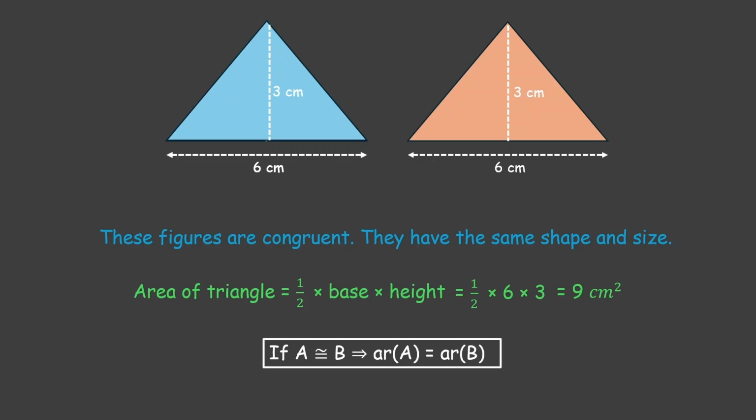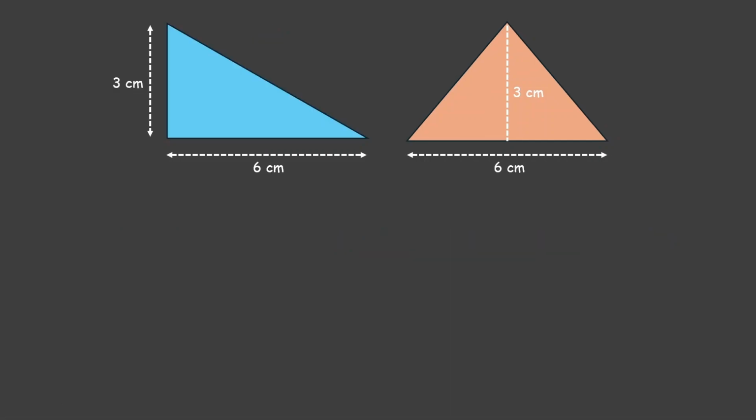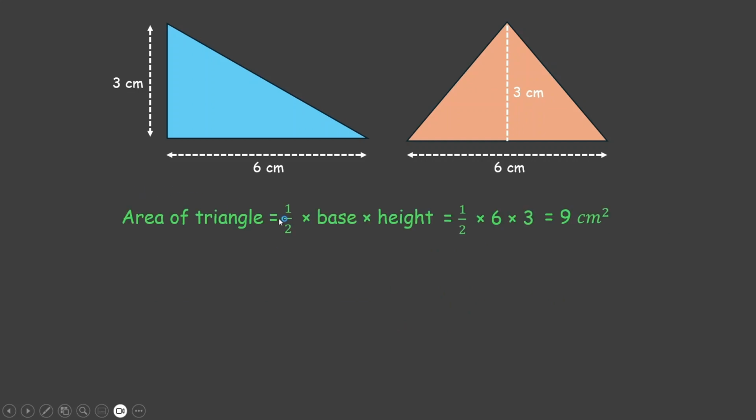So we can say that if two figures A and B are congruent, this implies that their areas would always be equal. On the other hand, now we have these two figures. Once again, if we check their areas, the base is 6. Once again, the height is 3. So the areas are the same. They are equal, 9 centimeters square.